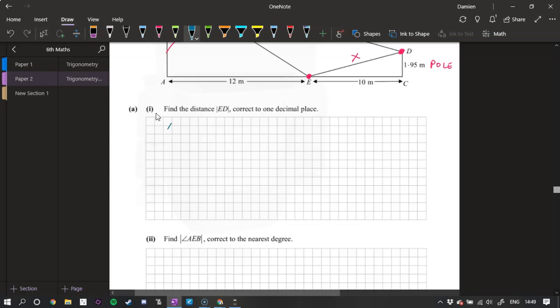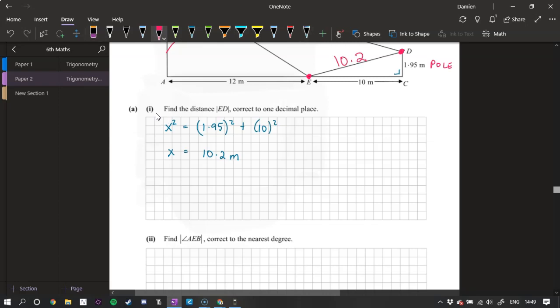So when you're doing this, it's going to be x squared, which is the hypotenuse, because it is opposite the right angle there. x squared is equal to 1.95 squared plus 10 squared. And then when you work that out at the end, you end up with 10.2 meters. So x here now we can change to 10.2 meters.